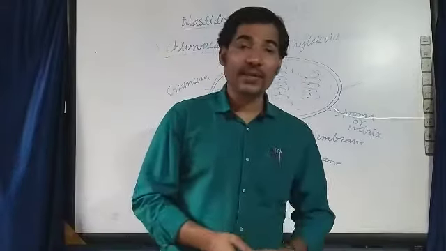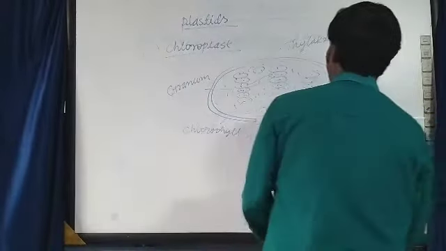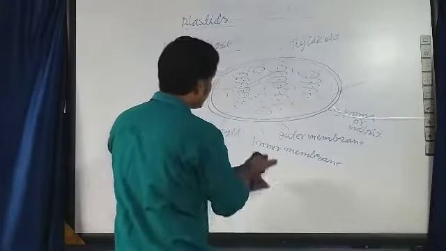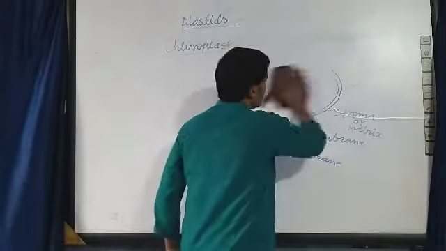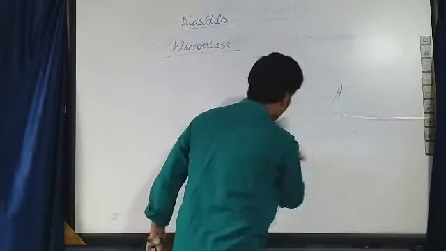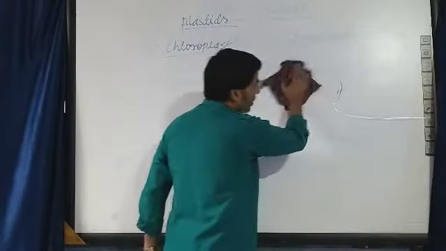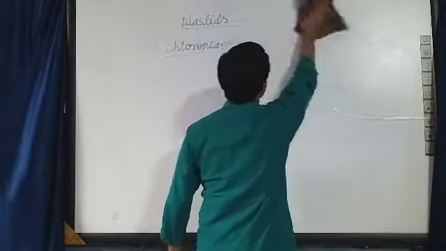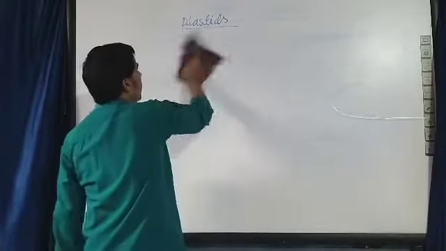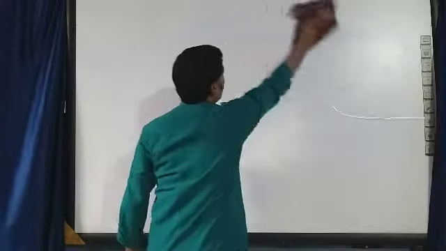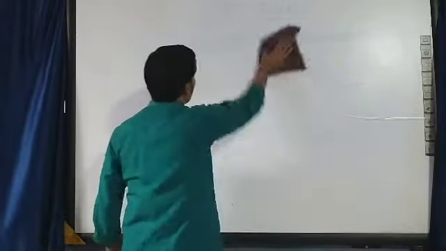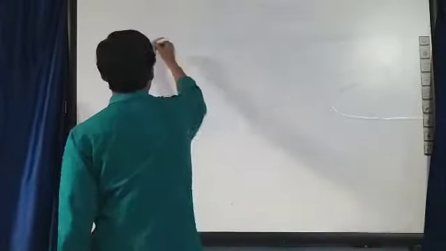Now we will discuss the nucleus. I am going to erase this, then draw a rough diagram of the nucleus, and after that we will discuss it. Who discovered the nucleus? You know that I have said the nucleus was discovered by Robert Brown in the root cells of an orchid plant. Now I am going to draw a rough diagram of the nucleus.